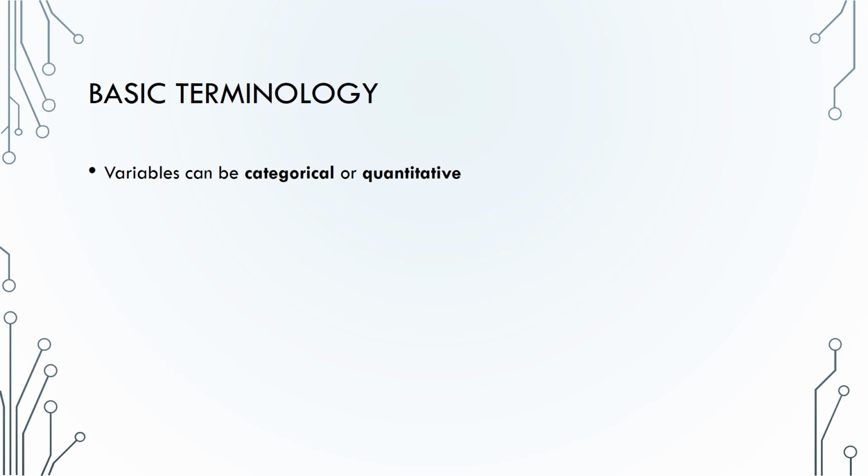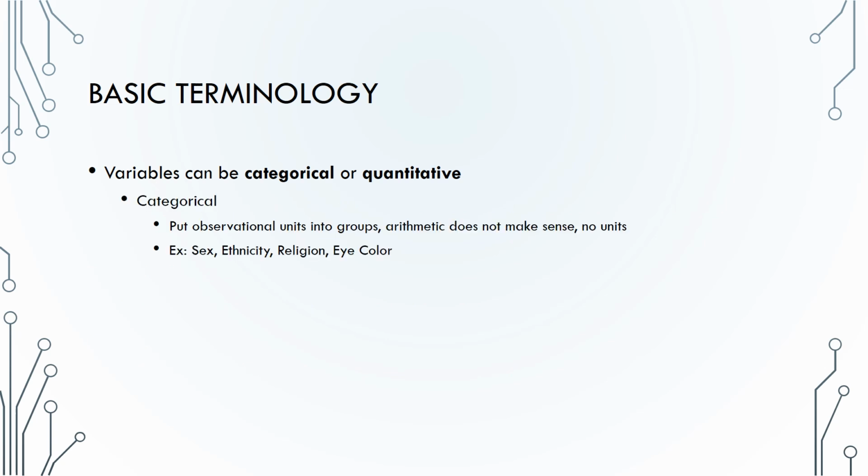Variables can be either categorical or quantitative. Categorical variables put observational units into groups, where arithmetic does not make sense and there are no units. Some examples of categorical variables are sex, ethnicity, religion, and eye color. Notice each of these are words that you would record about the observational unit. Another word for a categorical variable is a qualitative variable, but in this course, to keep them separate, we're going to use the term categorical.